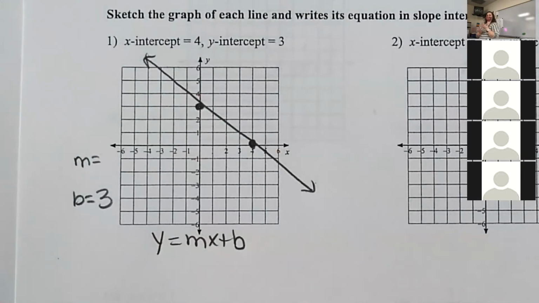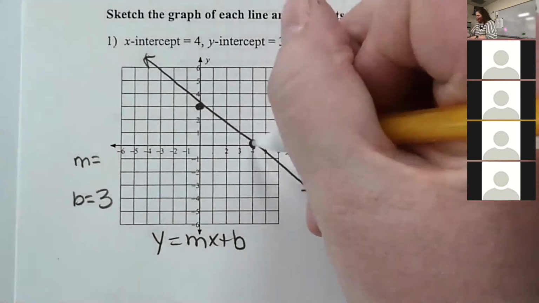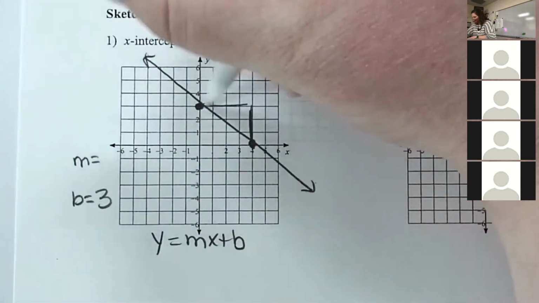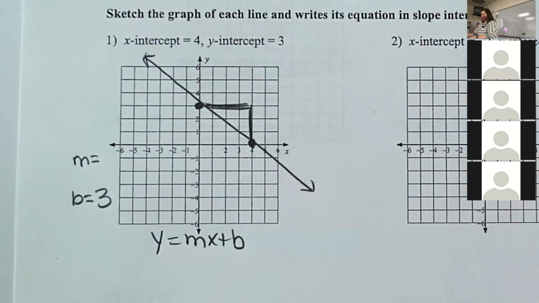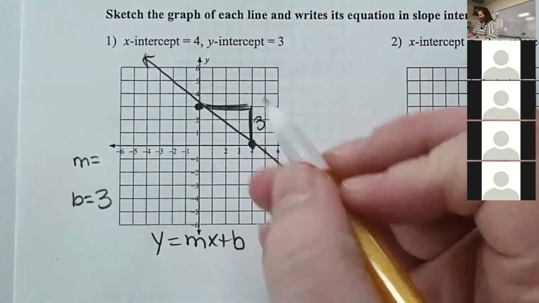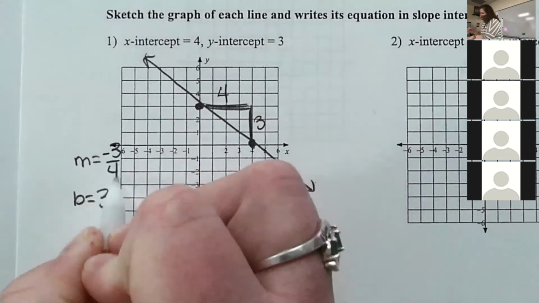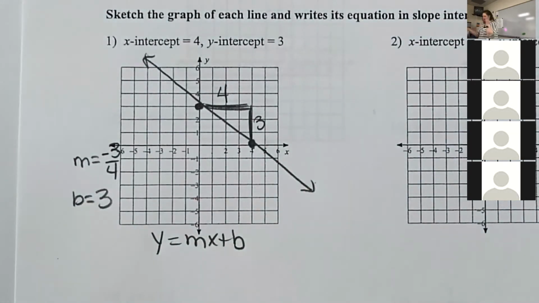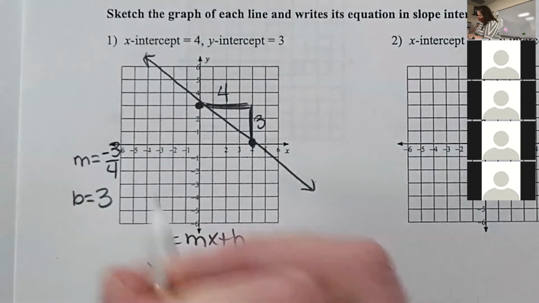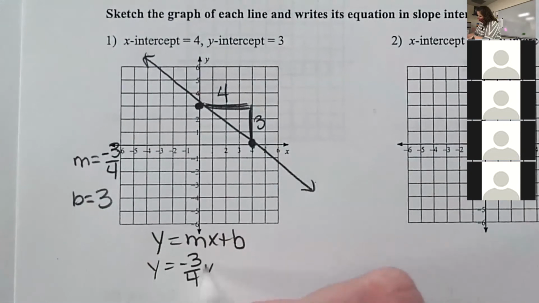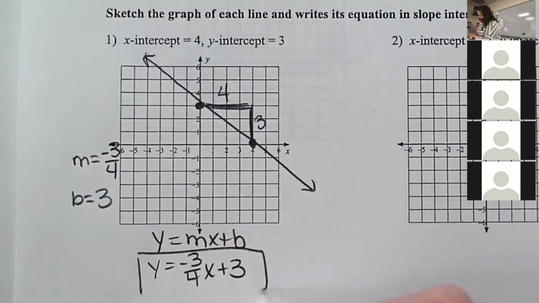M is slope. How do I find slope between 2 points? Rise over run, exactly. So how many up did we go? 3. How many over did we go? 4. Is this a positive or negative slope? Negative, right? From left to right, I'm going downhill. So that's negative 3 over 4. Now I have my m and I have my b, so I can write my equation. Y equals negative 3/4 x plus 3. Done.